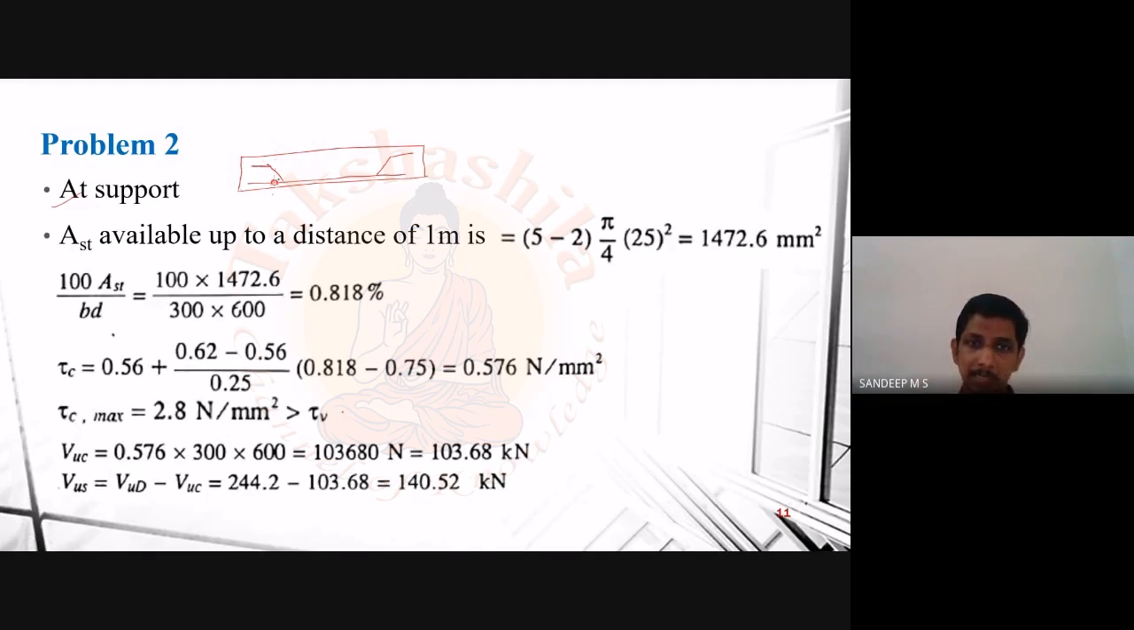So in the first step, they are actually calculating this AST. So we know that 2 bars were already bent up at a distance of 1 meter. So basically here we will be having only 3 number of 25 mm bars.